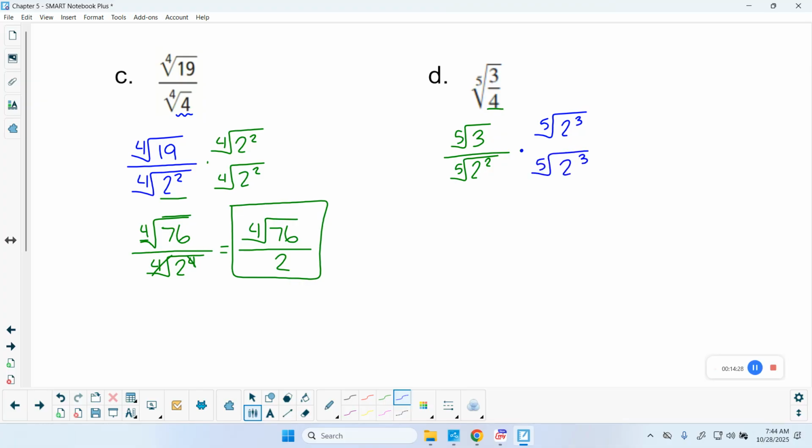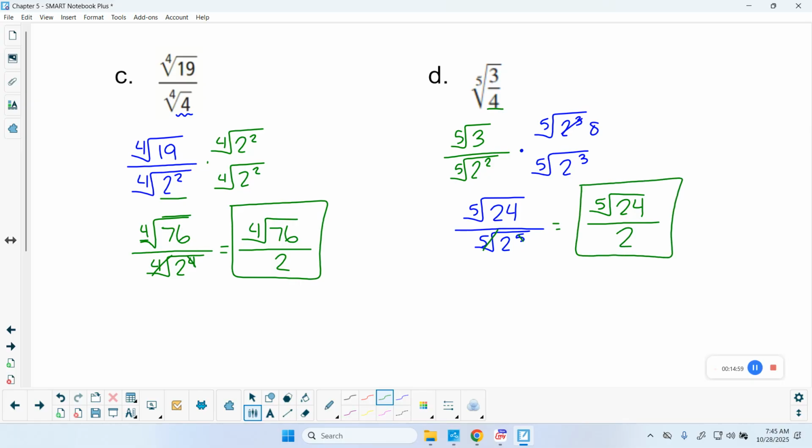Okay? So when we do that, 2 to the third is really 8. So we're going to do 8 times 3. So that's going to give us the 5th root of 24. In the denominator, 2 squared times 2 to the third would give us the 5th root of 2 to the 5th. Now remember, the 5th root and the power of 5 are going to cancel, and we will be left with the 5th root of 24 all divided by 2, and that will be our answer.